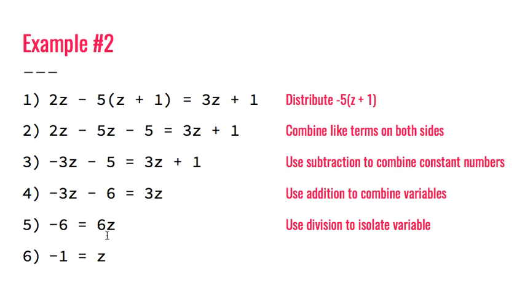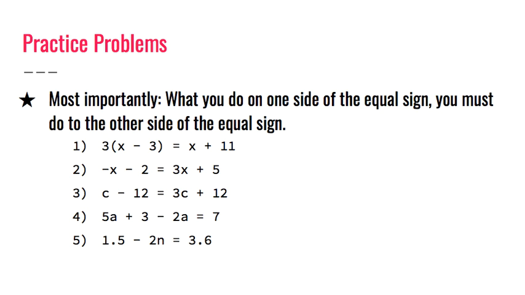Last, we use division to isolate the variable. We divide both sides by 6 to give us negative 1 equals z. The most important thing to remember is what you do on one side of the equal sign, you must do to the other side of the equal sign. Let's look at some practice problems.